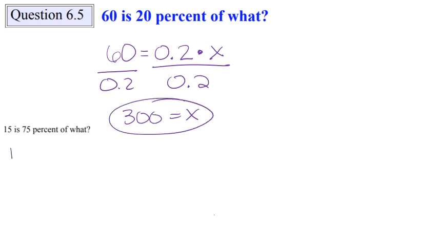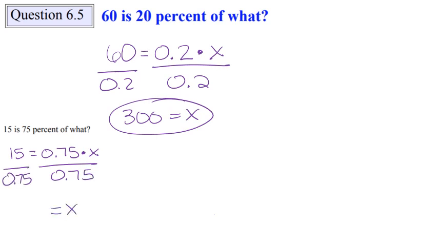Okay, next one, 15 is 75%, 0.75 of x. So you're going to divide both sides by 0.75. Show your side work for this. 15 divided by 0.75. Oops, hold on, sorry. 15 divided by 0.75. That's going to be 20.